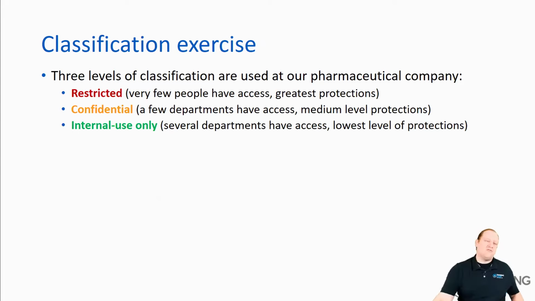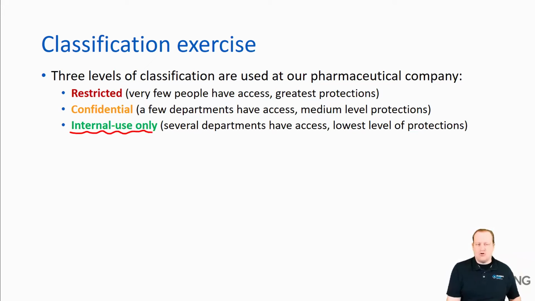Let's imagine there are 3 levels of classification used at our pharmaceutical company. That's very important. At our pharmaceutical company, we've got restricted, confidential, and internal. The restricted here at the top in red, very few people have access and thereby the greatest level of protections. The tier underneath of that is confidential. A few departments have access, so more people, and medium level protections, less protections.